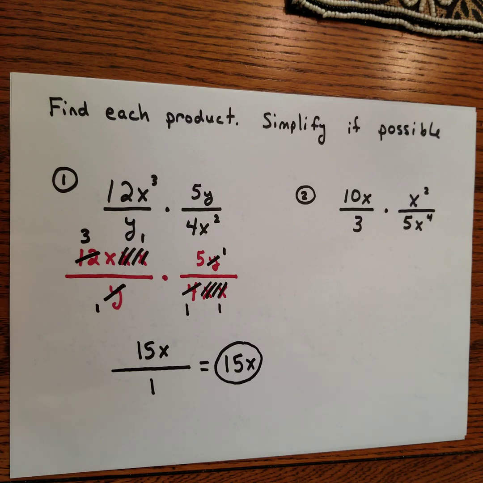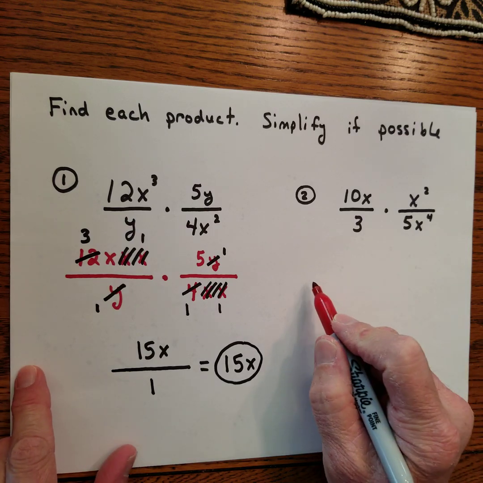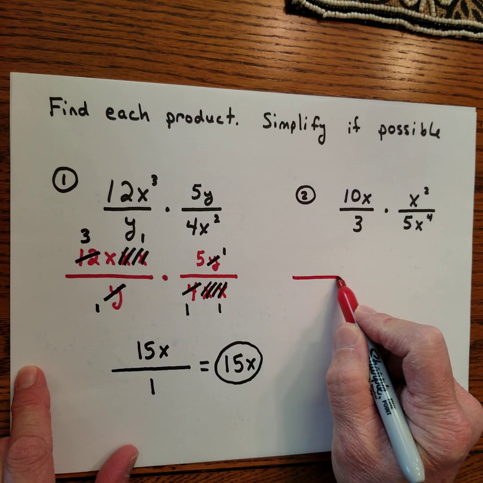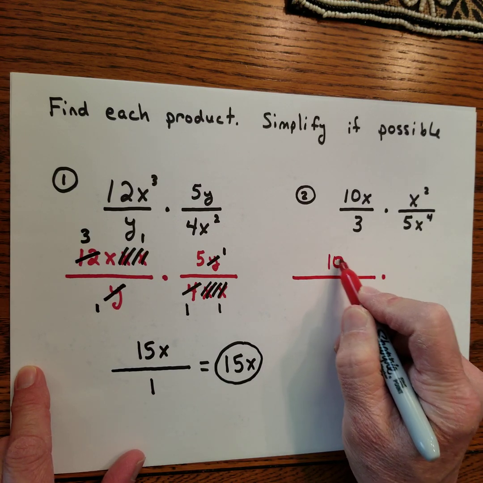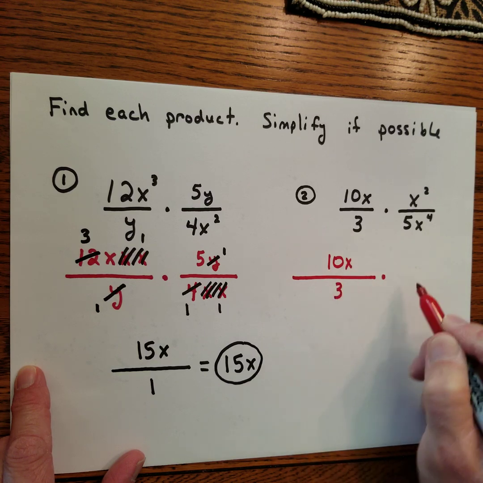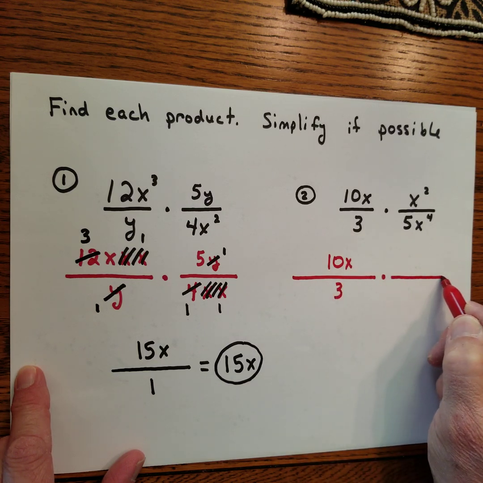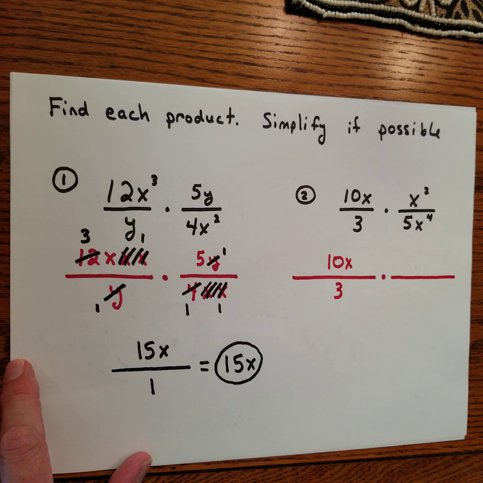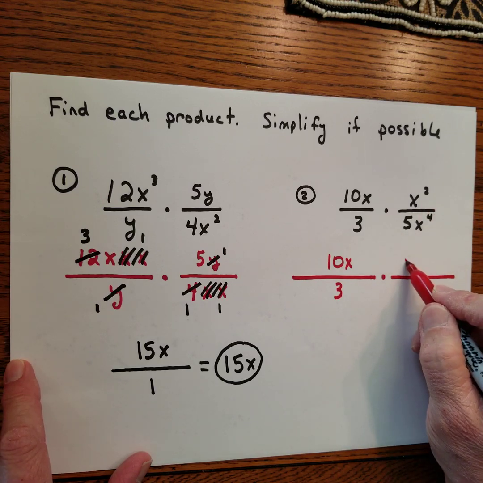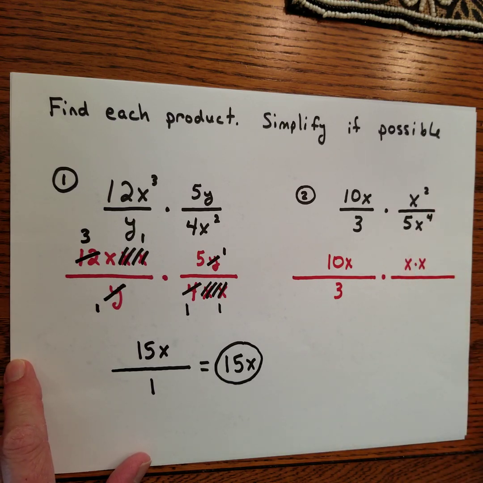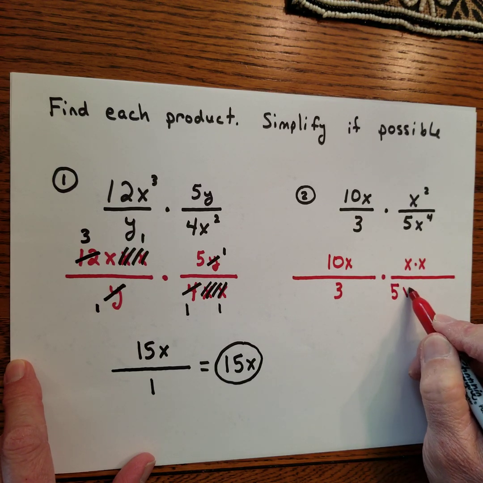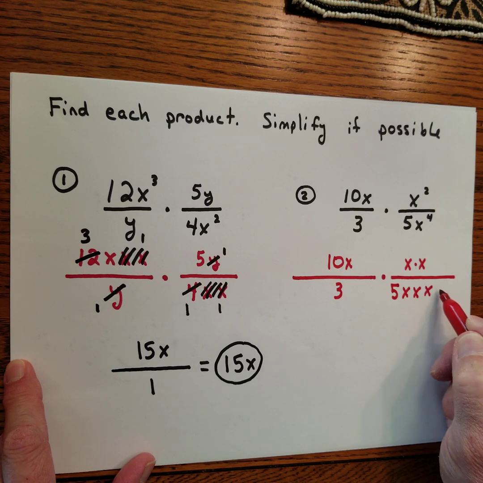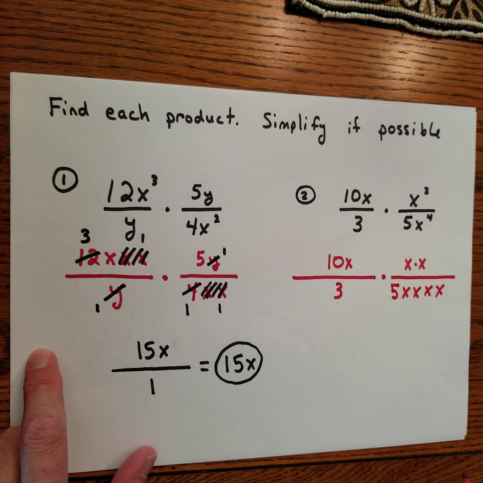Let's try number 2. I'm going to show lots of work. You decide how much work you need to show. I'm going to rewrite the first fraction. Nope, actually, I'm just going to copy the first fraction. I'll rewrite the second fraction. X squared is x times x. And 5x to the fourth is 5x to the fourth.